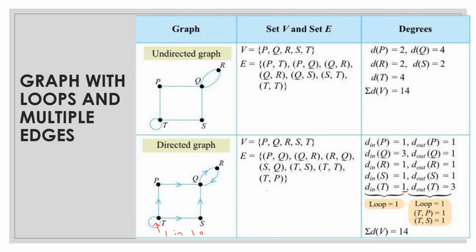So from here 1 in and 1 out. Then how many out? Since the loop gives 1 out, plus these 2 and 3, therefore you got 3 for the degree out here, and then you add all the degrees, so it came out with 14.